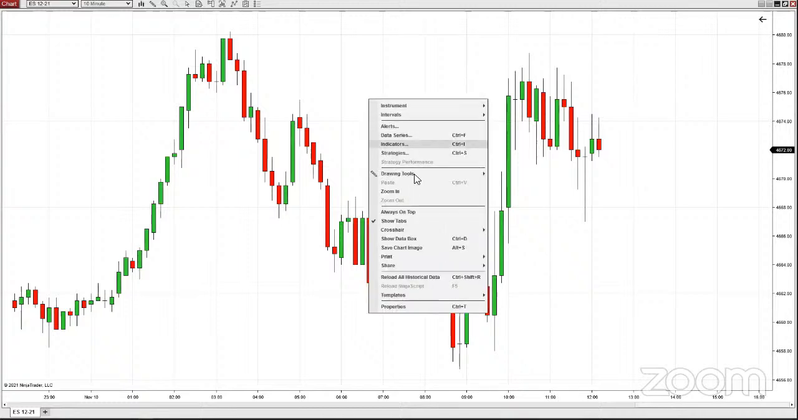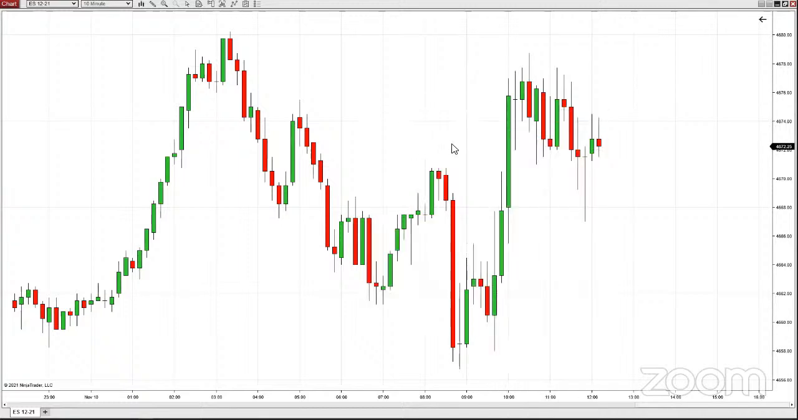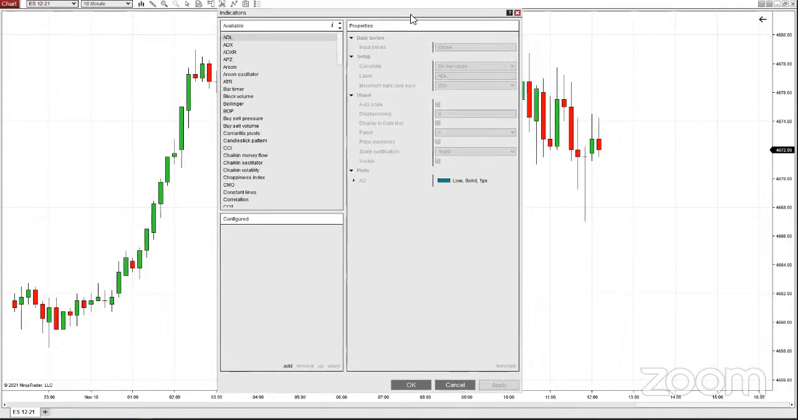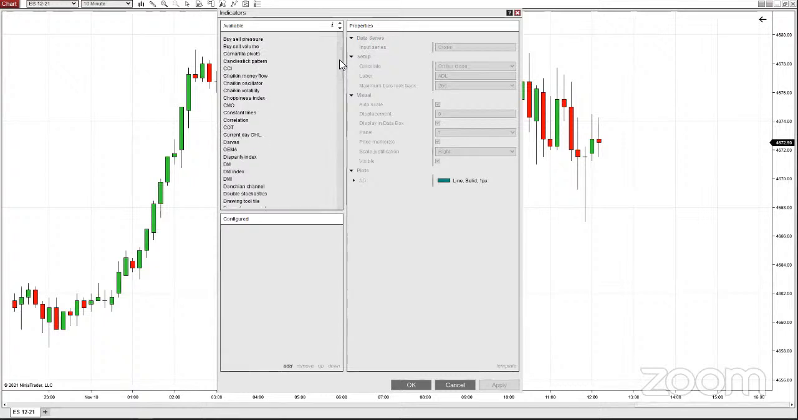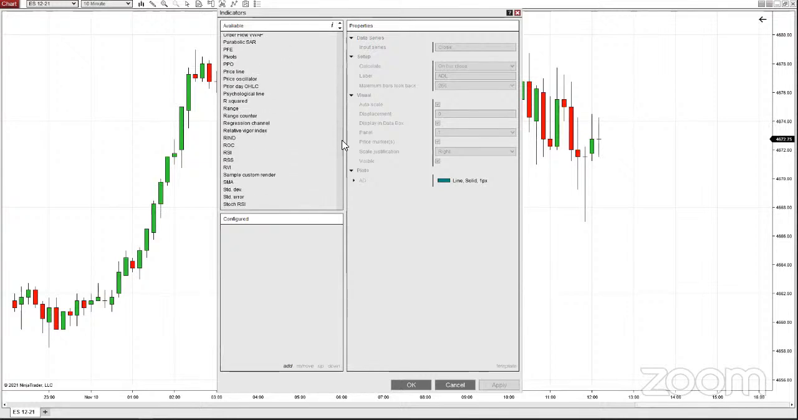So the first thing I'm going to do is add a moving average to create, ultimately, a moving average cross. I'm going to right click onto the chart and click on the indicator option, and it's going to give me a panel with a whole bunch of available indicators in the upper left. You can see most of these are customizable. There are a lot of different options here, and a lot of different types of moving averages also.